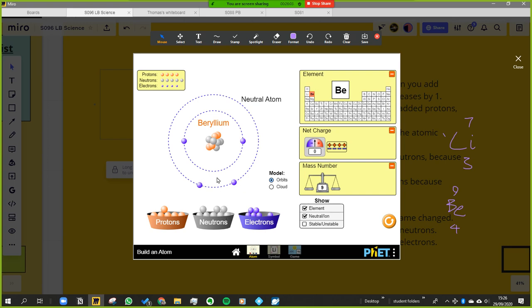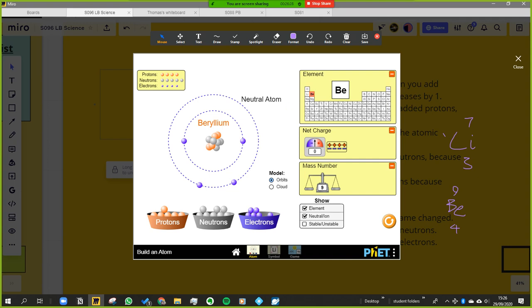The only thing to notice here as well is that beryllium is in group 2, which is the second column. So group is like column, and it's got 2 electrons in the outer shell. Whereas when it's neutral, lithium is in group 1, and it had 1 electron in the outer shell. The other thing is that both of them are in the second row. So the first row is just hydrogen and helium.